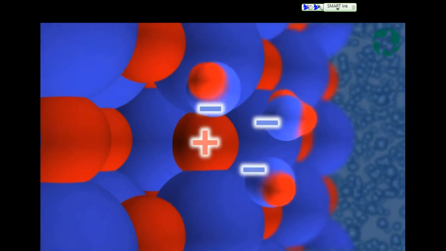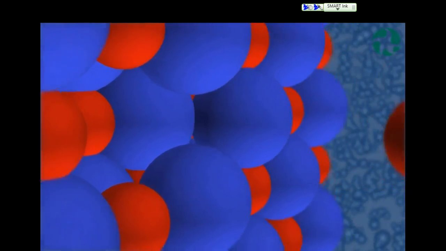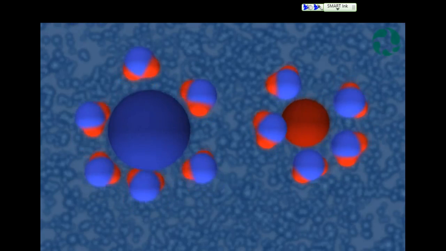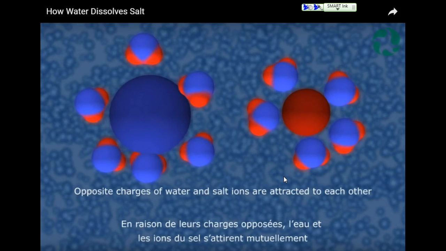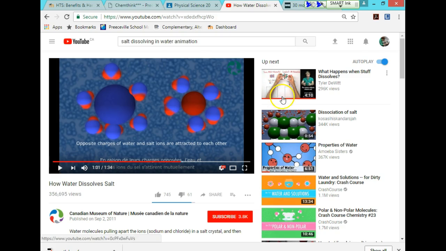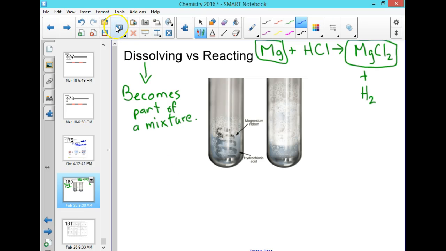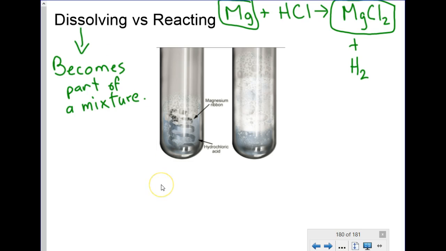So as the water particles are attracted to the salt crystal, they start pulling off singular ions. That's what the solution looks like. The sodium and the chloride ions are no longer stuck together. They're distributed throughout the solution. They're still there. But now, because they've been pulled apart, it's too hard to see them. So in a dissolving reaction, it's still there. If it's a chemical reaction, it's totally transformed into a new thing.